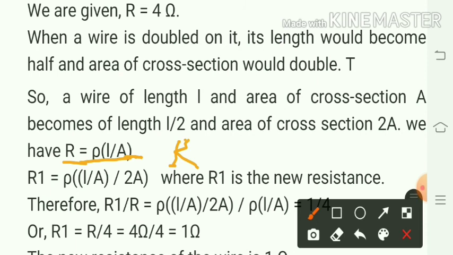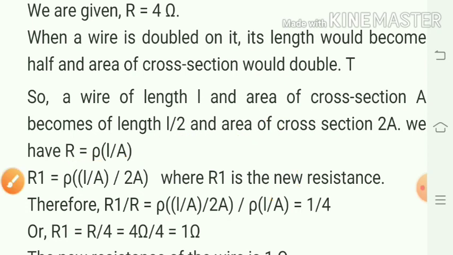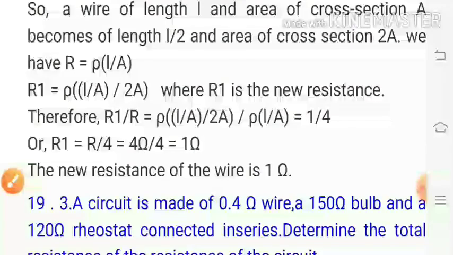So, R is directly proportional to L and inversely proportional to A. Therefore, according to this formula, R1 upon R is equal to 1/4, or R1 is equal to R by 4. If the initial resistance connected in the circuit is 4 ohm, then the new resistance, when the area of cross section is doubled and the length becomes half, becomes equal to 1 ohm.